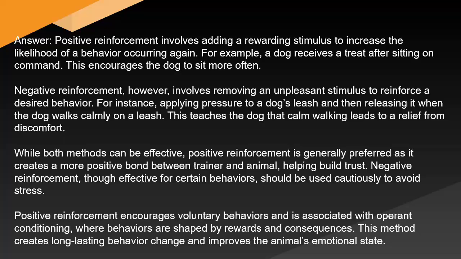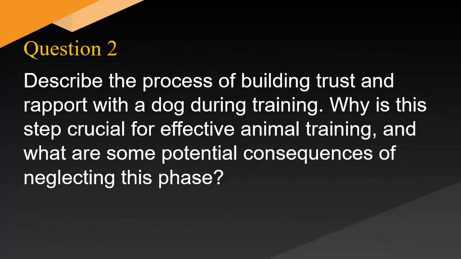Positive reinforcement encourages voluntary behaviors and is associated with operant conditioning, where behaviors are shaped by rewards and consequences. This method creates long-lasting behavior change and improves the animal's emotional state. Describe the process of building trust and rapport with a dog during training. Why is this step crucial for effective animal training, and what are some potential consequences of neglecting this phase?